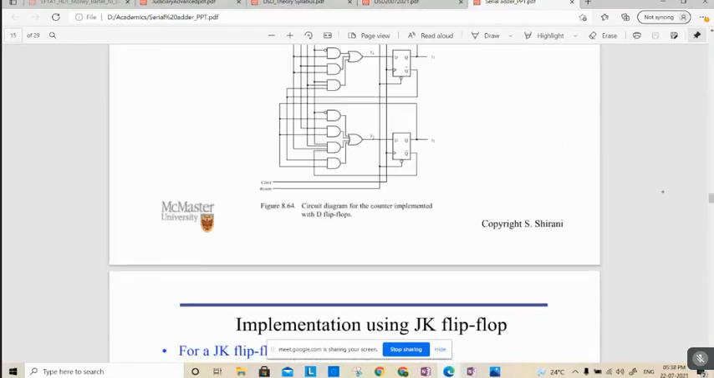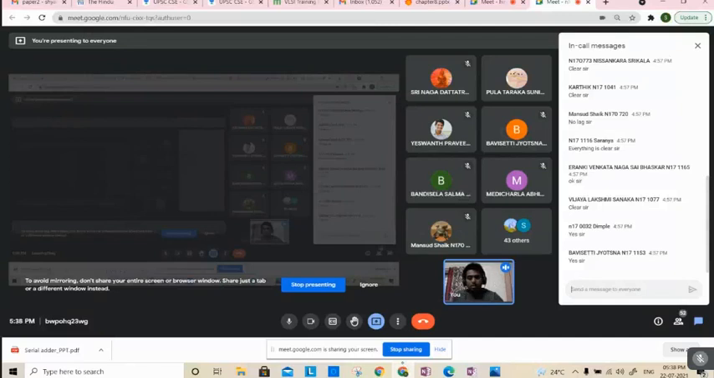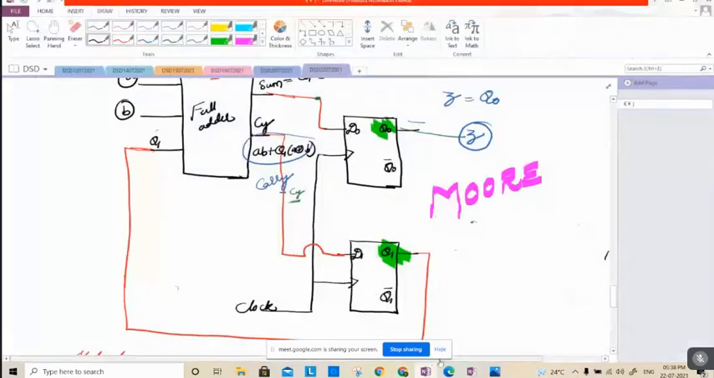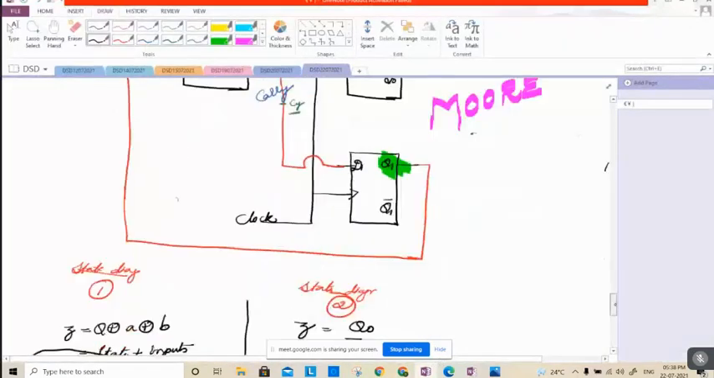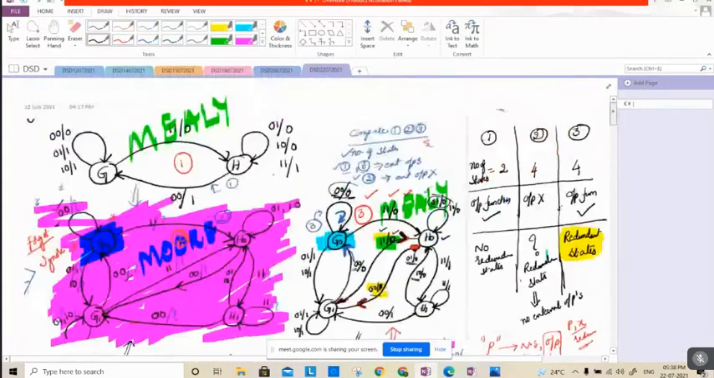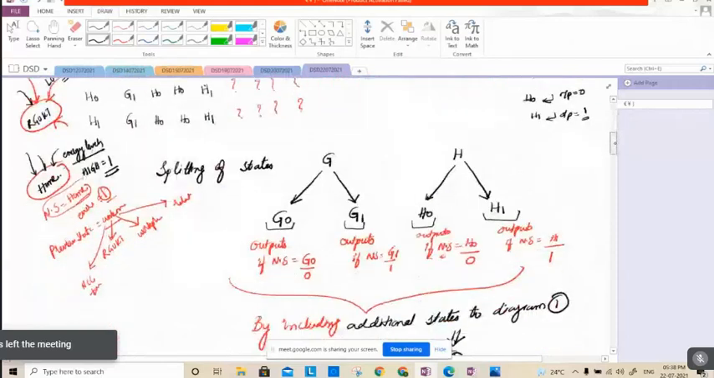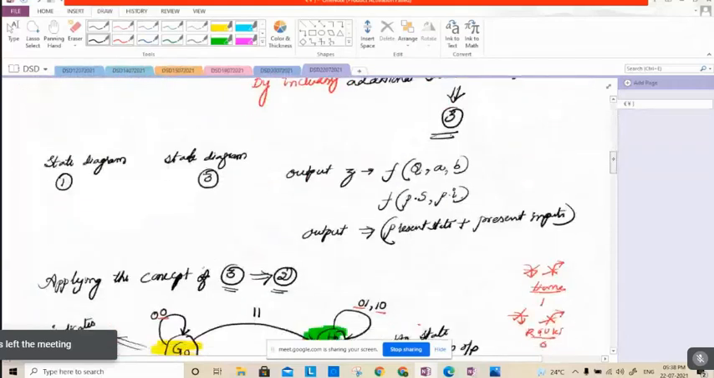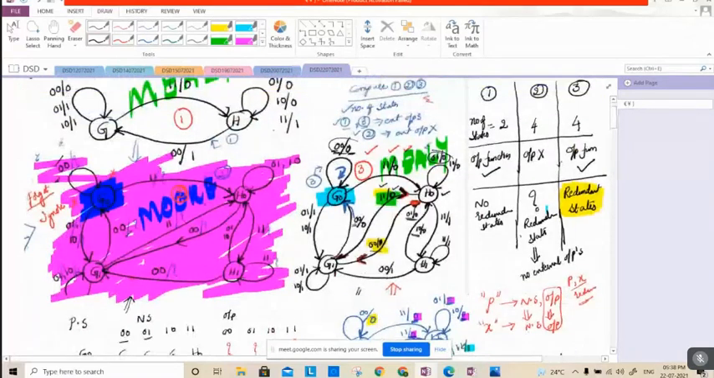And before that, once again, I'm requesting you to go through today's and yesterday's PDF. It is compulsory for everyone. If you want to understand the next concept, you are supposed to go through today's and yesterday's PDF. Then only you will understand what is happening with Mealy machine and Moore machine, what are redundant states, and how state minimization is being done.